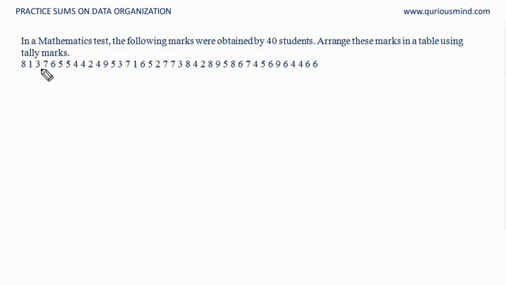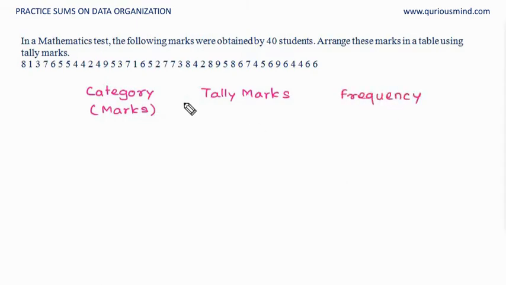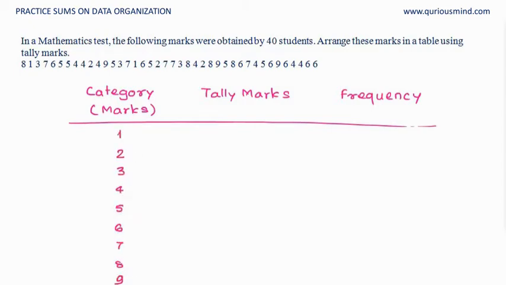We know in a frequency distribution table what we need is 3 columns. First is the category, and in our case the category is marks. Then we have tally marks. And finally, we have the frequency. Let's write the marks. The minimum marks from 1 to 9. And let's do the tally marks.